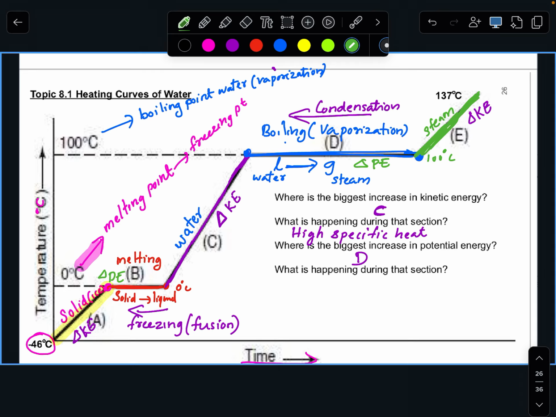What is happening in that section? Why is D longer than B? Because the water is boiling. Water is boiling, that's right. In B, water is melting. Okay, both are water. Why? Liquid water to steam takes longer than solid ice to liquid water. We already learned the reason. It is one of the properties of water, one of the amazing properties of water. What is that? Because there is hydrogen bonding.